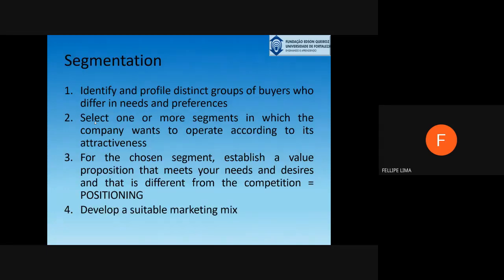Segmentation is about identifying and profiling the groups of buyers, to differentiate the needs and preferences of all your buyers. Then comes the selection of one or more segments in which your company or product can or wants to operate, according to the attractiveness of your product. Then you choose the best segment and establish a value proposition that meets the needs and desires in that market segment. After that, you develop a suitable marketing mix. Only after you have traced every aspect of your market segment for your product can you think about the development of your marketing campaign or marketing mix.